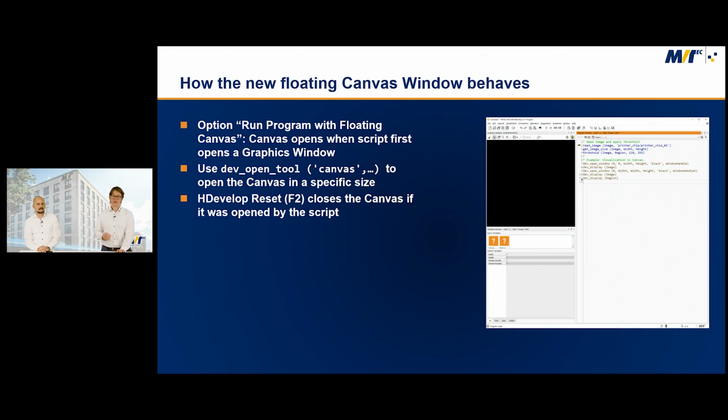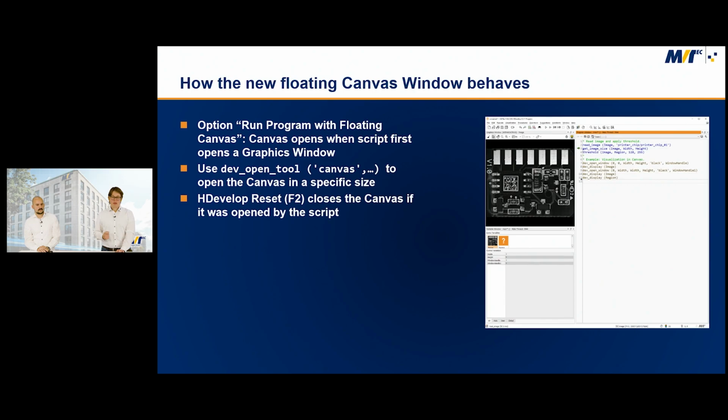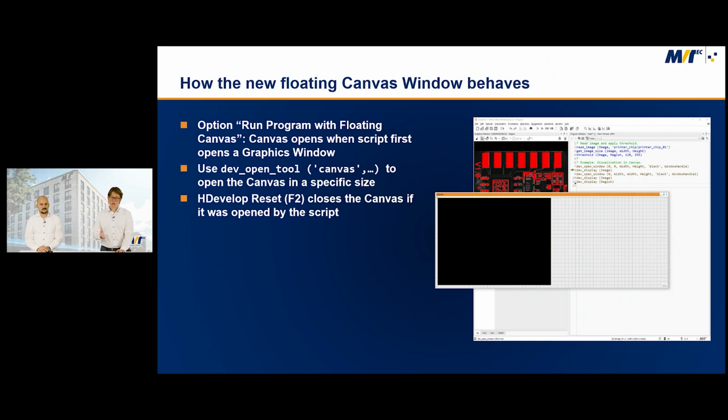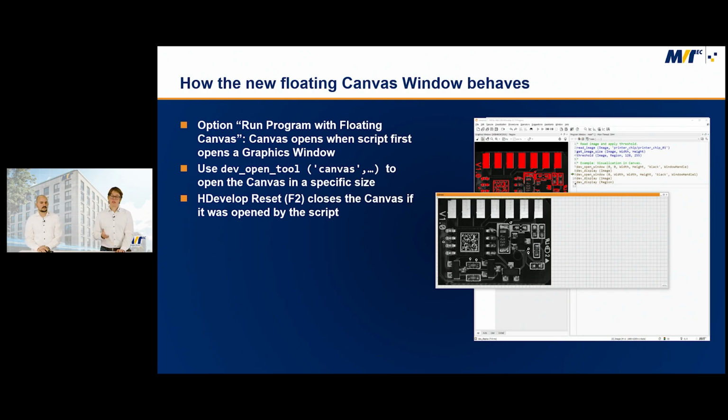Now let us look into a script where we run the option Run Program with Floating Canvas. We first read in an image, then we get the size of this image. This is important later on because a canvas can of course be opened with a specific size, and for this we will use the image size. Then we segment relevant areas with a threshold, and then we open a window which opens the canvas, and we visualize our image.